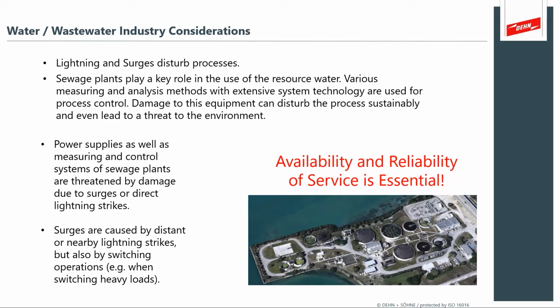We see that all manner of equipment is subject to damage, power supplies, measuring systems, from direct strike and also from indirect strike. But there's also things like load switching and heavy duty motors going on and offline that can also introduce surges into a system. So even the day-to-day operations of a plant such as this can actually contribute to some of the damages that you can see at a plant.